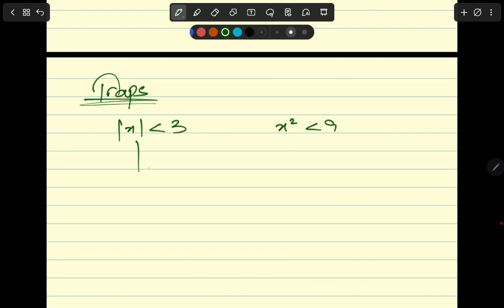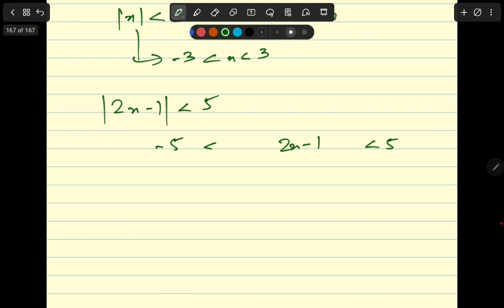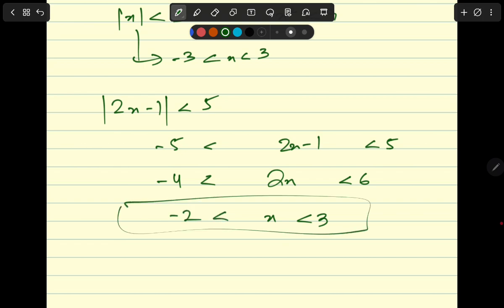So if modulus of x is less than 3, write down that x is between positive 3 and -3. Even in this case, if modulus of 2x minus 1 is less than 5, you will write down 2x minus 1 is less than 5 and greater than -5, and then you add 1 to all the sides. So this becomes 2x is less than 6 and greater than -4, and then you divide all 3 sides by 2, so you get x less than 3 and greater than -2, right? So make sure that you are doing distance first and algebra second.